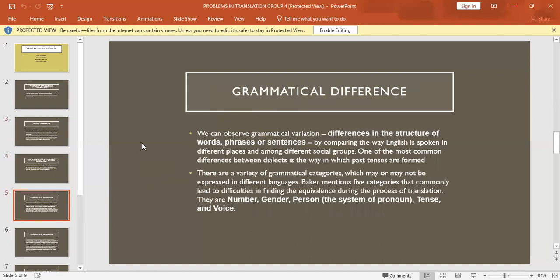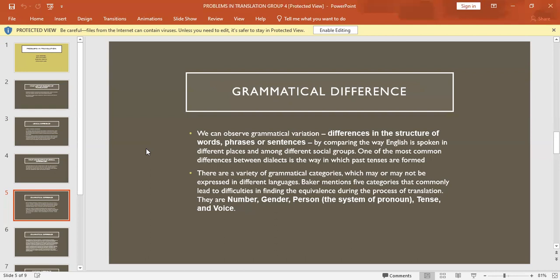Next, grammatical difference. We can observe grammatical variation, differences in the structure of words, phrases, or sentences, by comparing the way English is spoken in different places and among different social groups. One of the most common differences between dialects is the way in which past tenses are formed. There are a variety of grammatical categories, which may or may not be expressed in different languages.